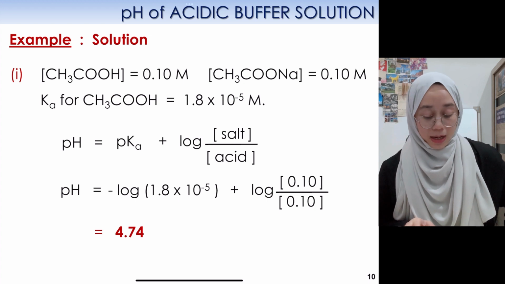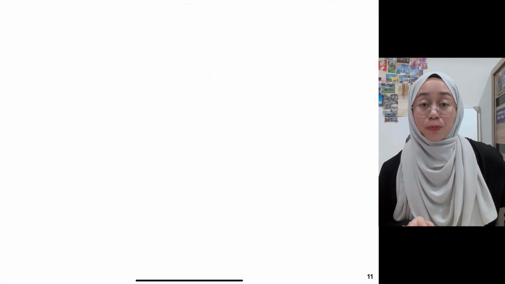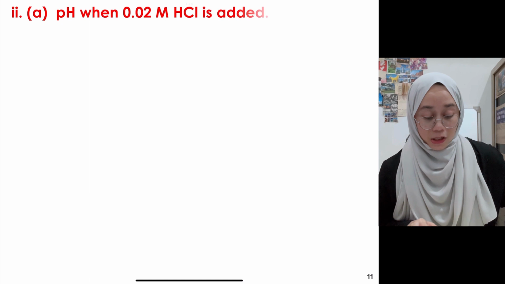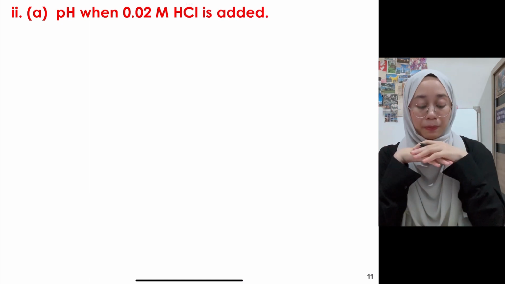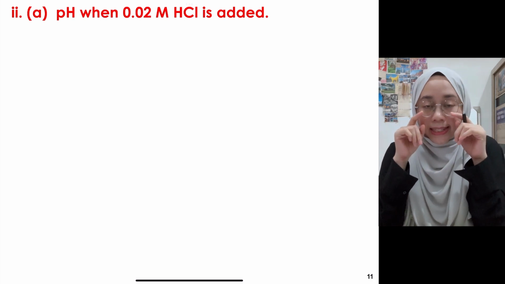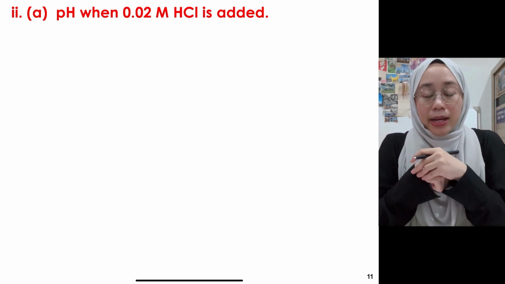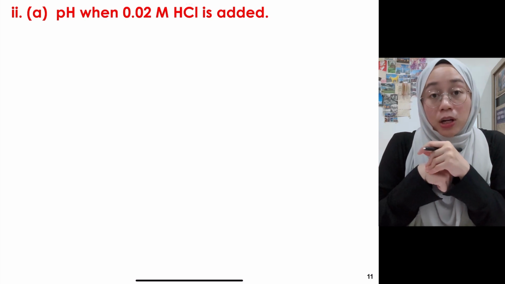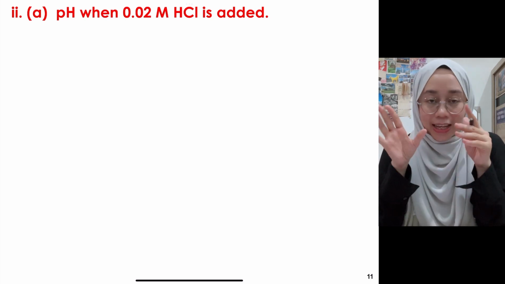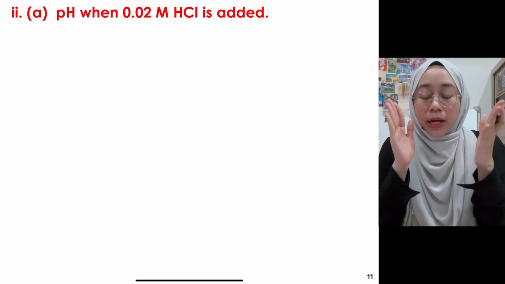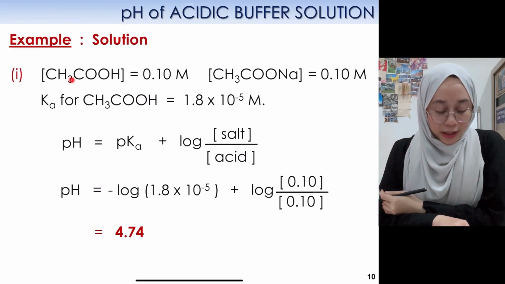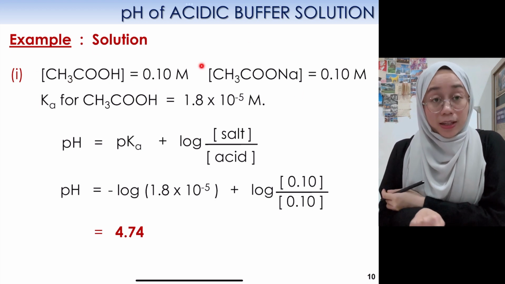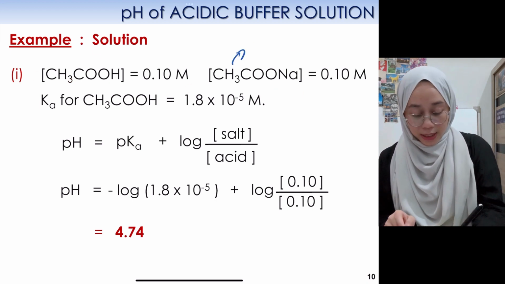Okay, and then next part. Sekarang baru kita nak jumpa the ICF table lah. Okay, so first part, question A. Roman 2, question A. So, pH when 0.02 molar HCl is added. Okay, jadi we are adding HCl. Daripada HCl, kita fokus on H plus sahaja. So agak-agak dia nak react dengan siapa sebenarnya? Adakah dia akan react dengan kita punya weak acid ataupun dia nak react dengan salt? Daripada salt ni nanti kita akan ada CH3COO minus.